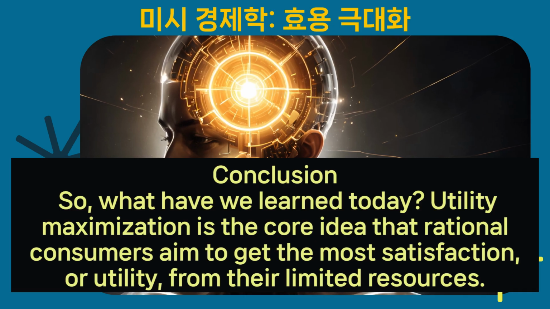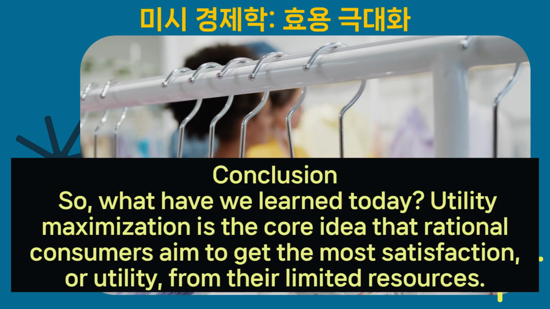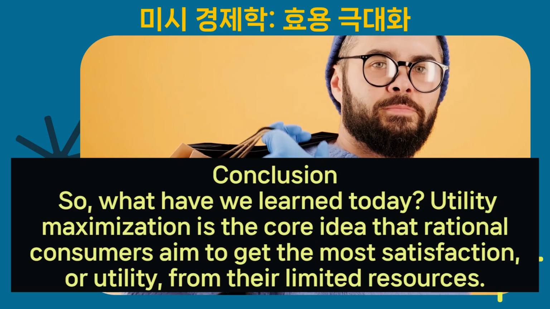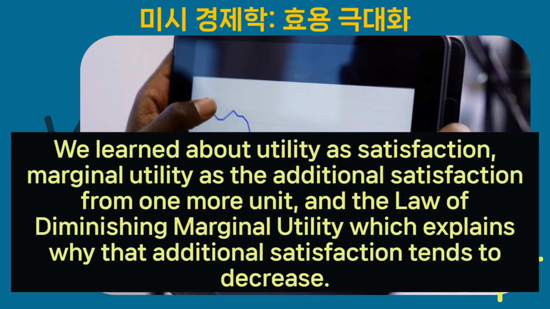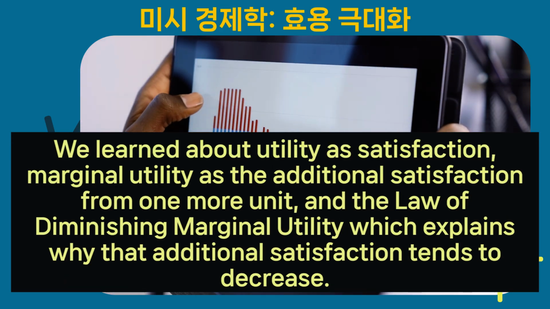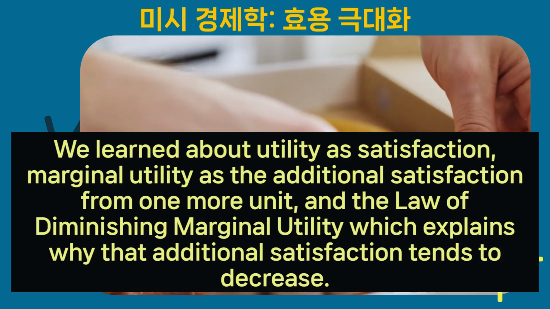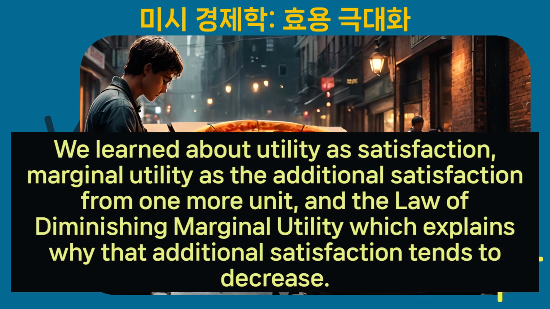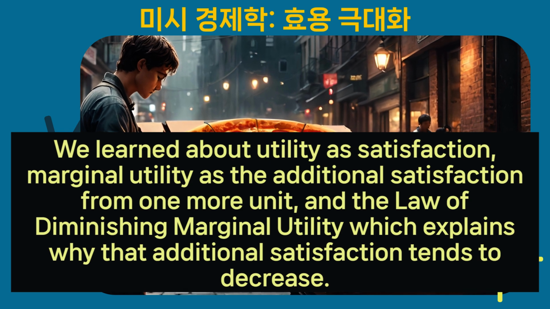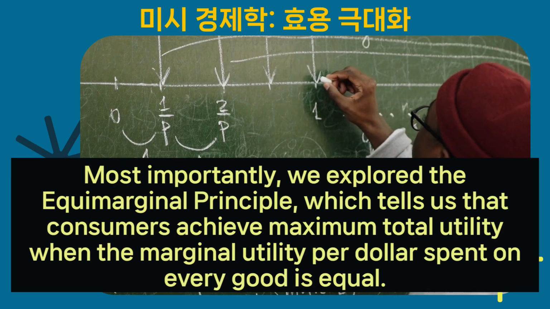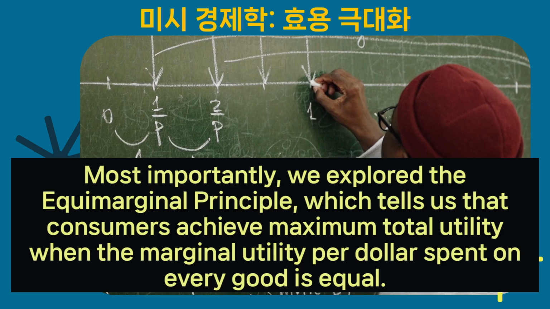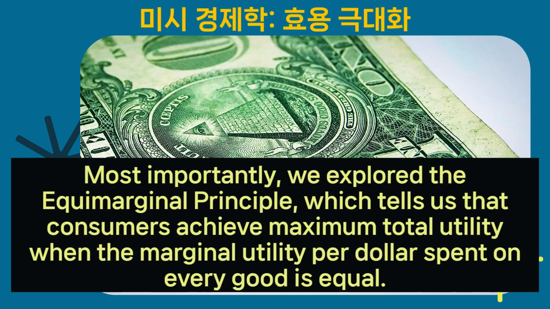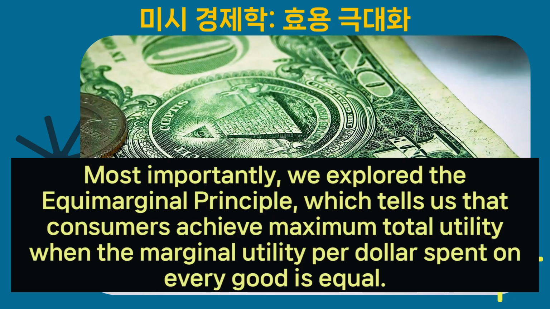Utility maximization is the core idea that rational consumers aim to get the most satisfaction or utility from their limited resources. We learned about utility as satisfaction, marginal utility as the additional satisfaction from one more unit, and the law of diminishing marginal utility, which explains why that additional satisfaction tends to decrease. Most importantly, we explored the equimarginal principle, which tells us that consumers achieve maximum total utility when the marginal utility per dollar spent on every good is equal.